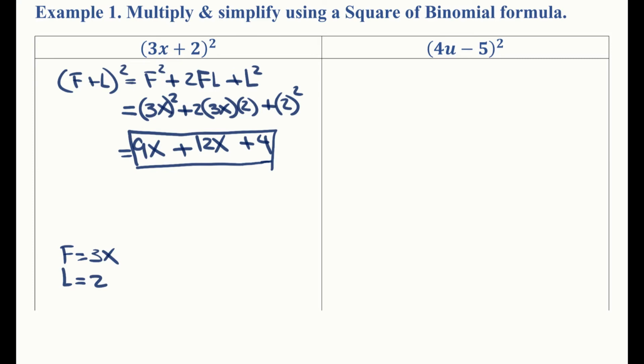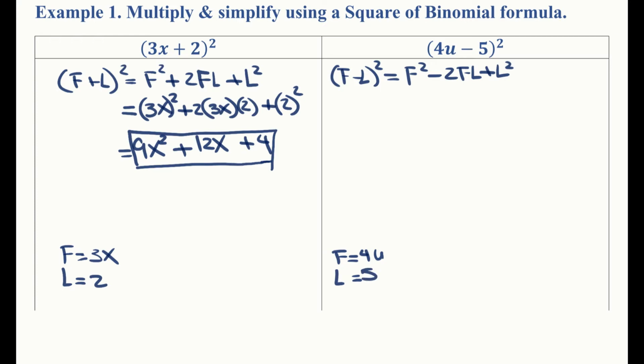All right, so for this one we're going to use the same kind of method, but notice we're going to use the square of a difference formula. The square of a difference formula, if you recall, is quantity f minus L squared equals f squared minus 2fL plus L squared. Here notice that what's playing the role of f is the first term 4u, and what is playing the role of L is the second term, which is 5.